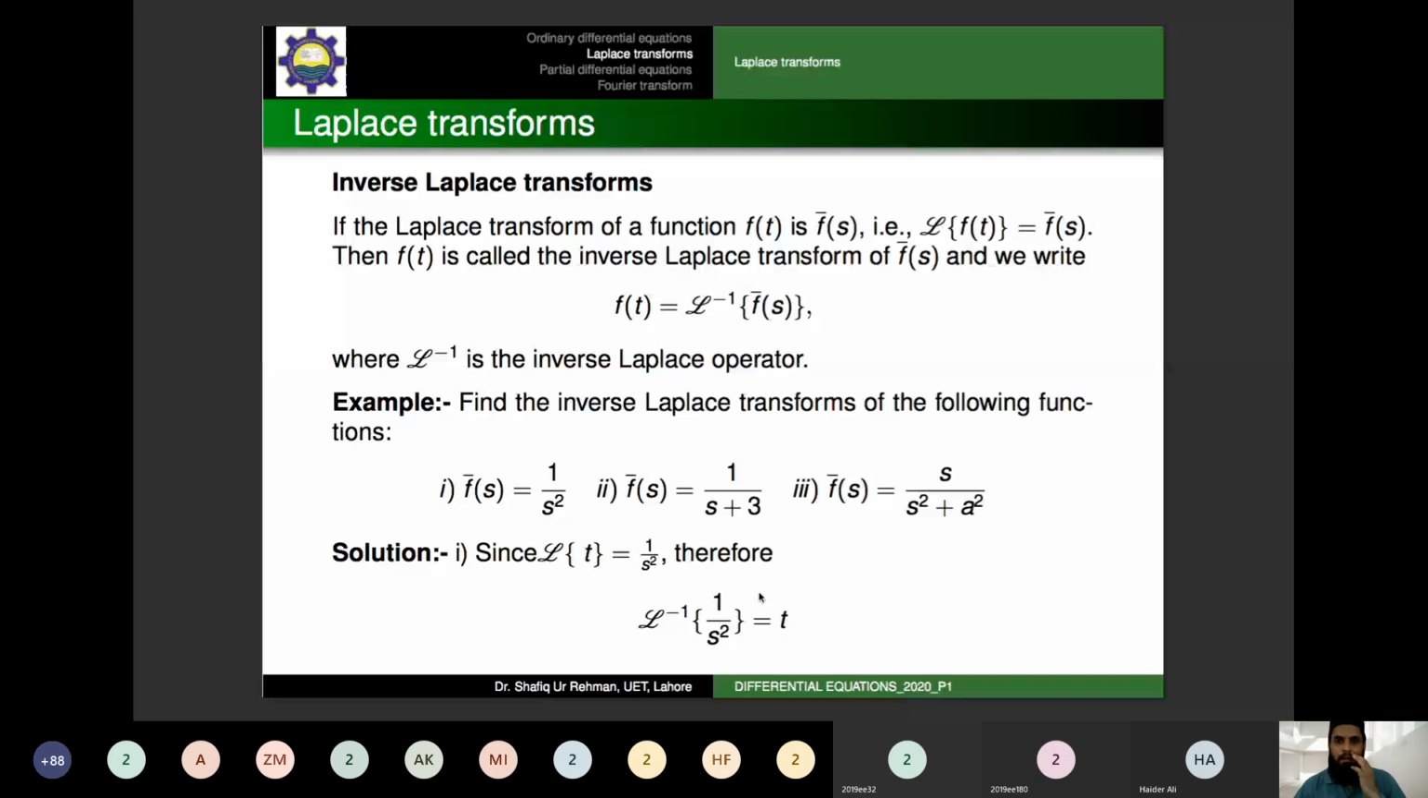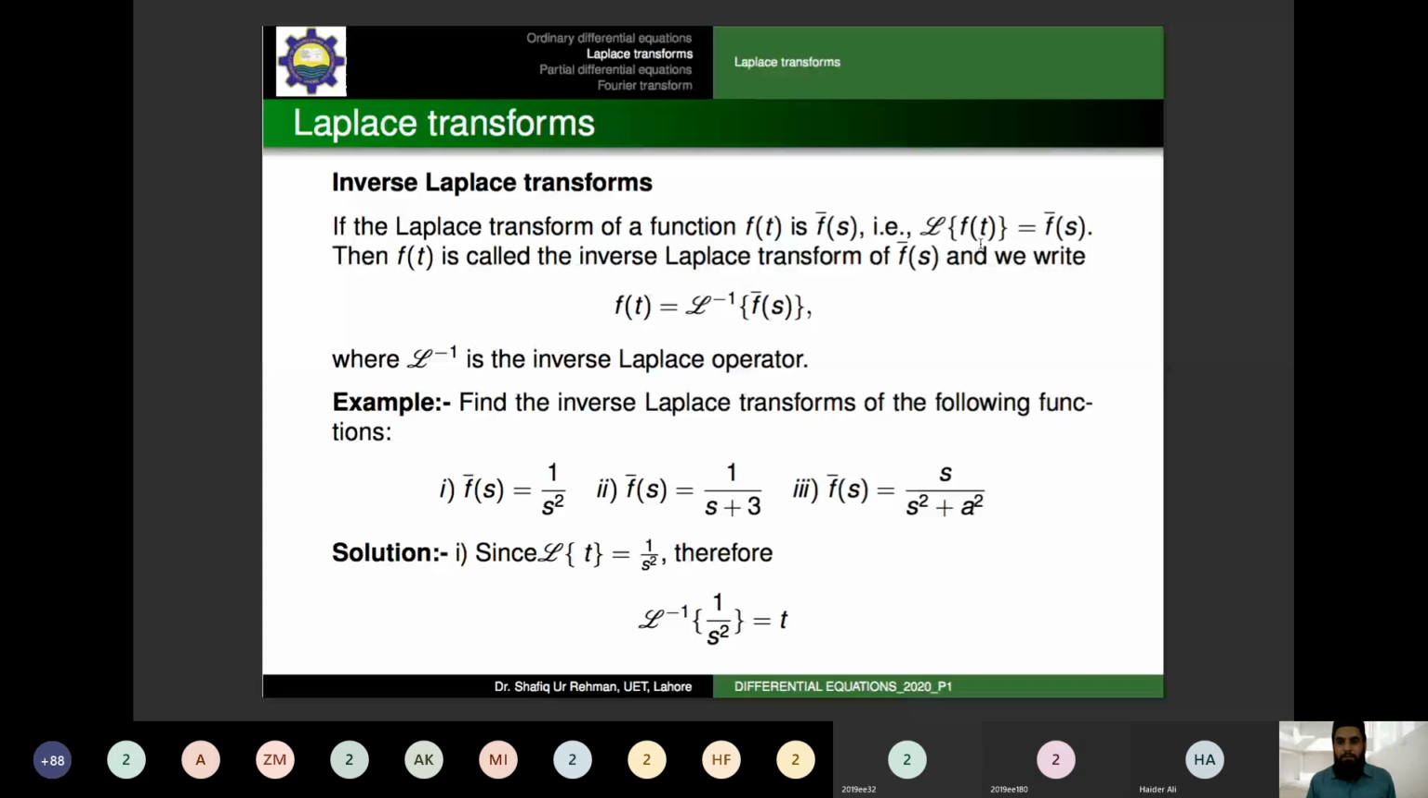For example, if the Laplace transform of a function of t, f of t, is f bar of s, then the inverse of f bar of s will turn out to be the function of t. So remember, Laplace is from t to s, and the inverse goes from s to t. We go back to the original, the foundation, which is f of t. We take the Laplace to have an expression in terms of s, and then the inverse takes us back to f of t. In other words, taking inverse on both sides, we have the inverse of f bar of s as f of t.